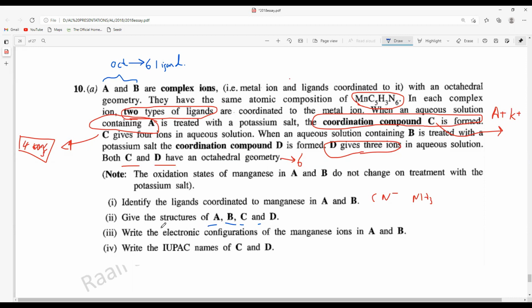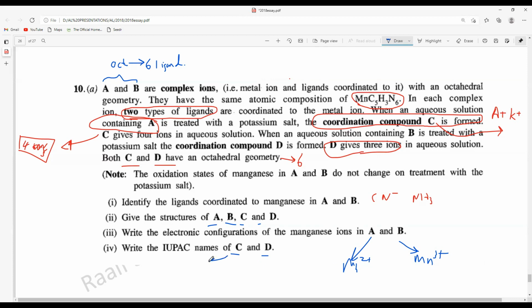Write the electronic configuration of the manganese ions in A and B. So in A, manganese was in +2 oxidation state, so here it is Mn2+, and here it is Mn3+. Don't forget to write down the oxidation state, and then write down the electronic configuration. Write the IUPAC names of C and D. So C, you have three potassiums. So you have to write first potassium, keep a small space.